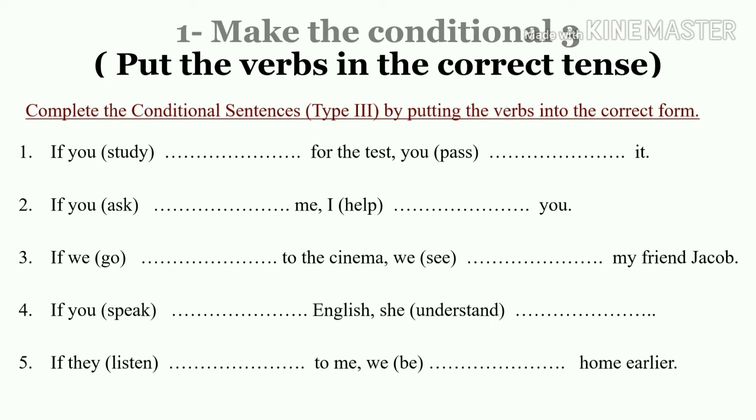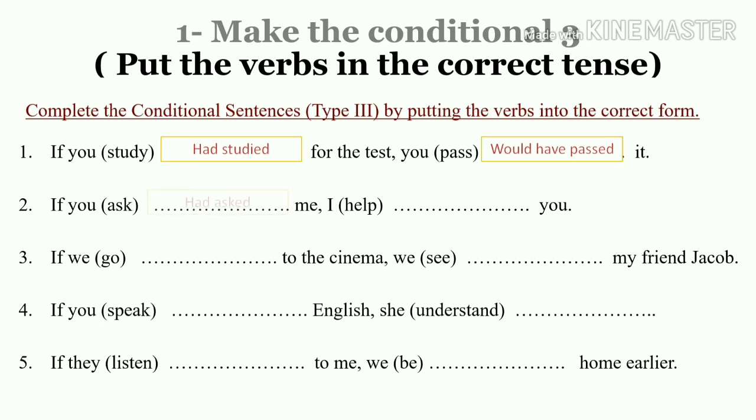If you study for the test, you pass it. But it's conditional type 3, so we use study in the past perfect. So if you had studied for the test, you would have passed it.